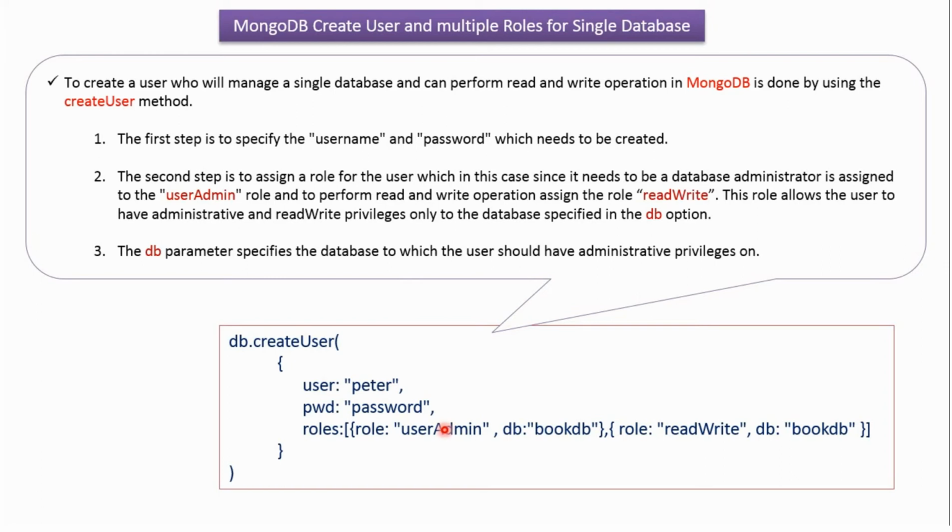User Peter has the userAdmin role, so he has administrative privileges in the book database, and user Peter also has the readWrite role, so he has read-write permission to the book database. Next we will see how to create the user.